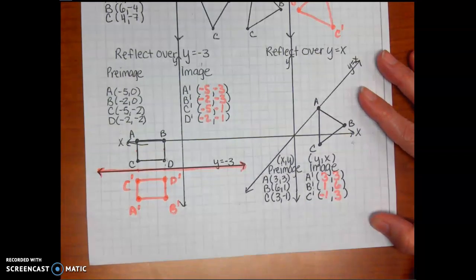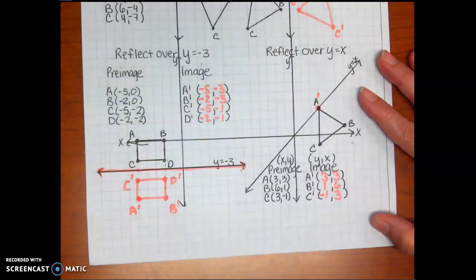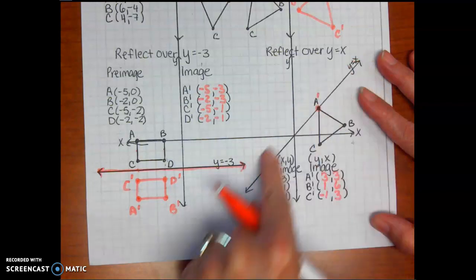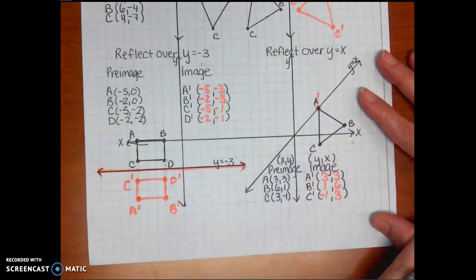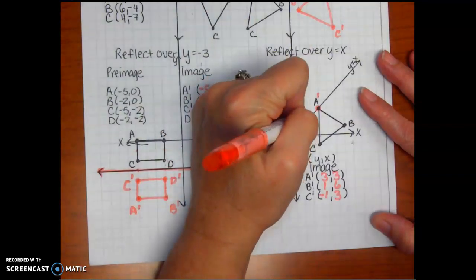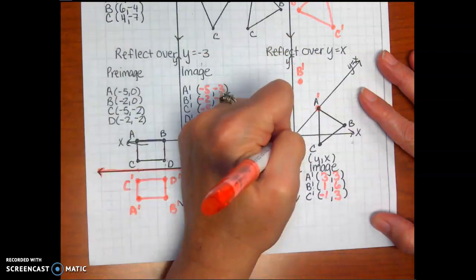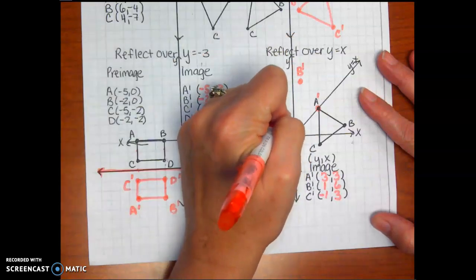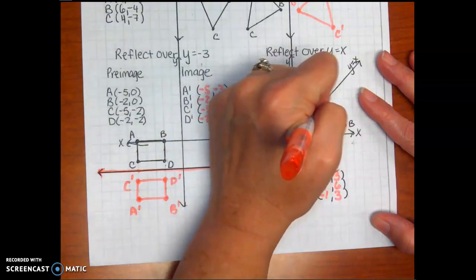My A prime is at 3, 3, so when I plot that point, I know this is the same point as A. Any point that is on the line of reflection is going to stay on the line of reflection. 1, 6, 1, 2, 3, 4, 5, 6, there's my B prime. And -1, 3, there's my C prime. And they are going to touch because A is on that line of reflection.